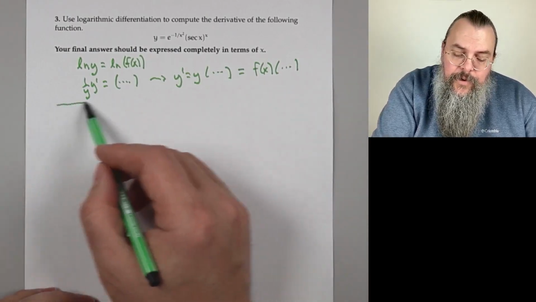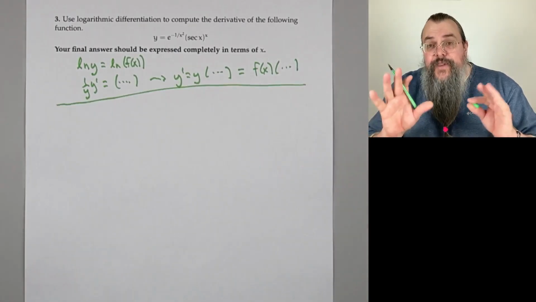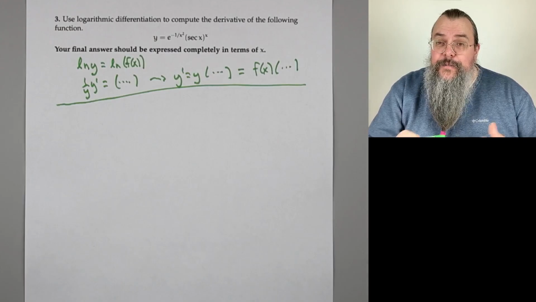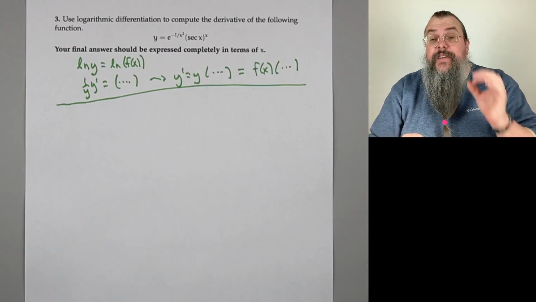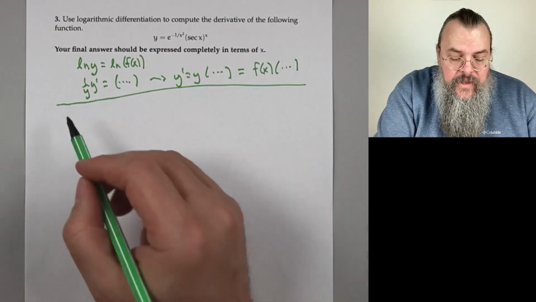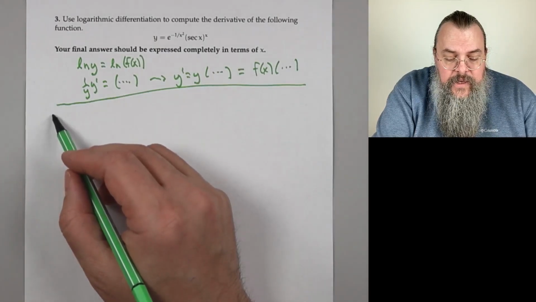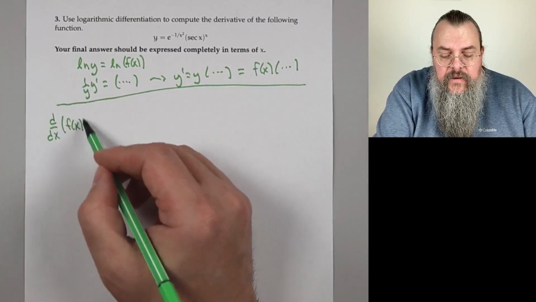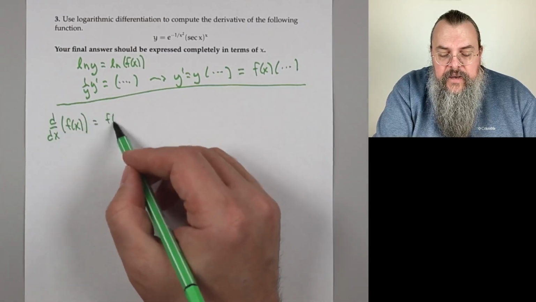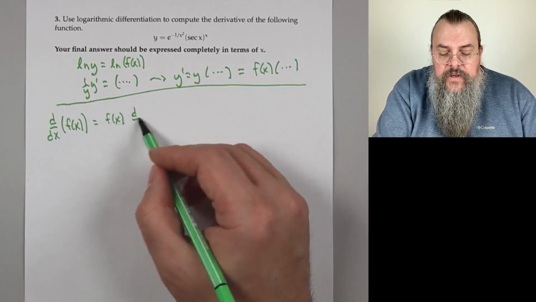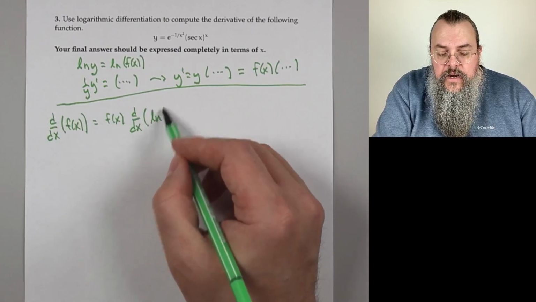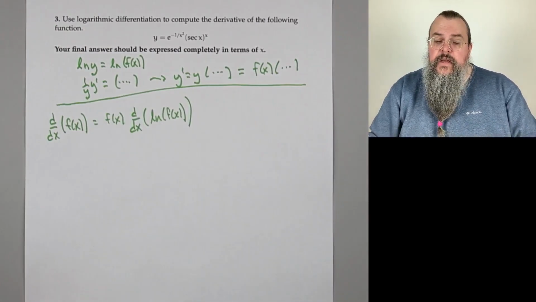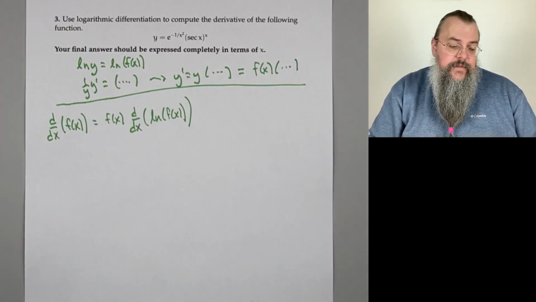Now, more precisely, this is the formula I like to use, and it's a personal favorite of mine when it comes to logarithmic differentiation, because I feel it's a better formula. So it says the following. If I want to take the derivative of f of x, that's the same as f of x times the derivative of the natural log of f of x. So that's the idea.